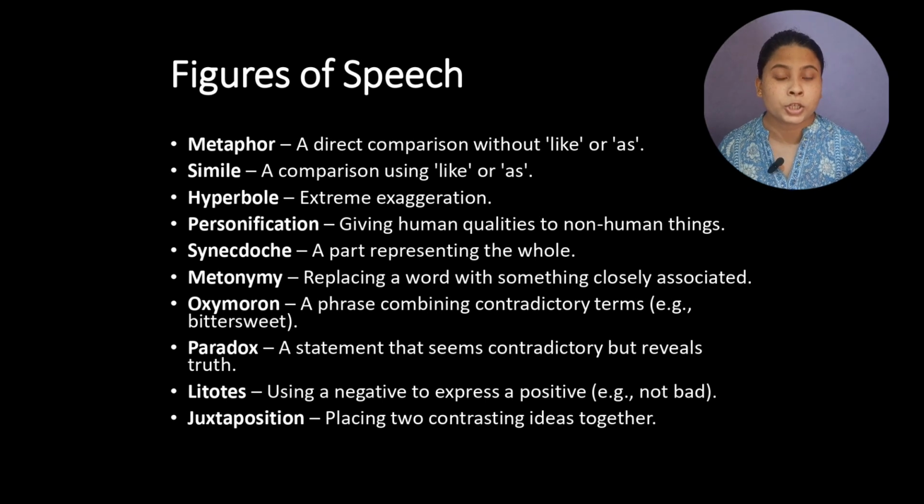Next, we have personification. So personification is giving human-like attributes or human-like qualities to non-human things. For example, the wind whispered. The wind actually cannot whisper, but here we are giving the wind some human-like attribution to make the environment sound more peaceful and serene.